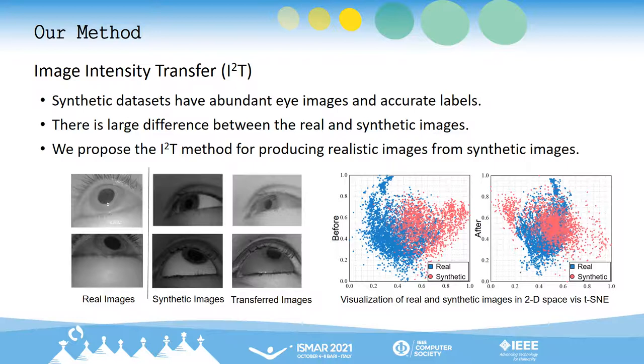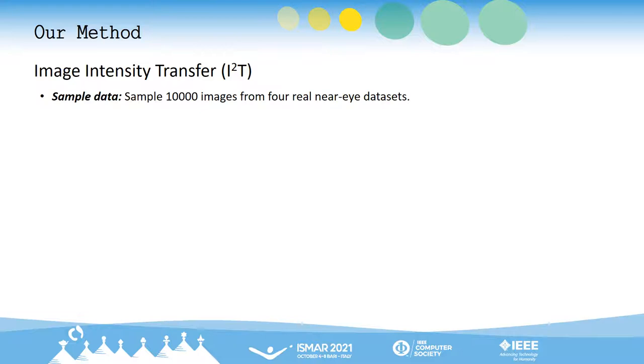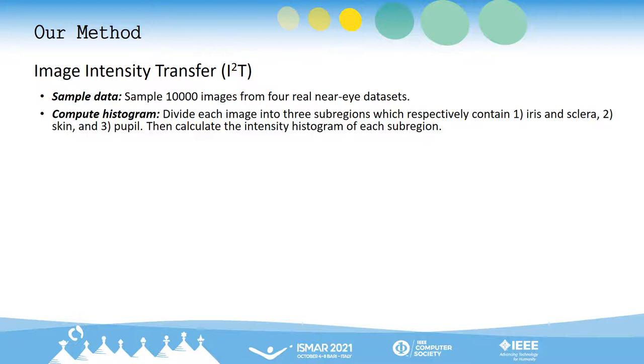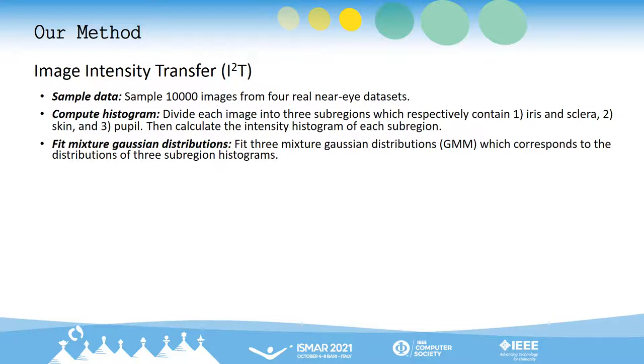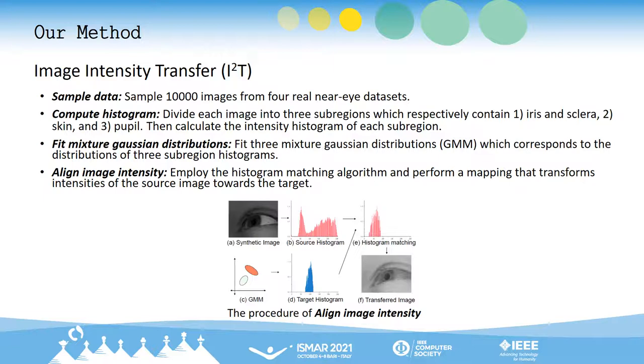Firstly, we sample 10,000 images from 4 real near-eye datasets. Secondly, given a real image, we divide it into 3 subregions, which respectively contain iris and sclera, skin, and pupil. Then we calculate the intensity histogram of each subregion. Thirdly, we fit 3 mixture Gaussian distributions, which correspond to the distributions of the 3 subregion histograms. Finally, we employ the histogram matching algorithm and perform a matching that transforms the intensities of the source image towards the target. The image shows the procedure of aligning image intensity.